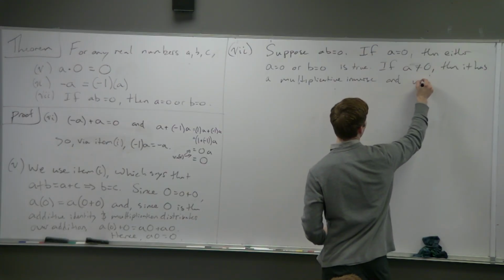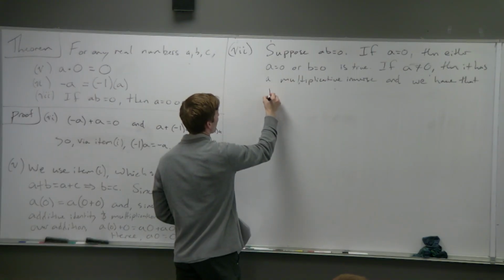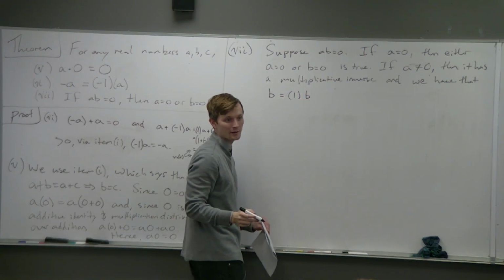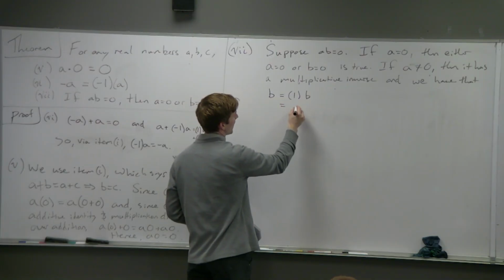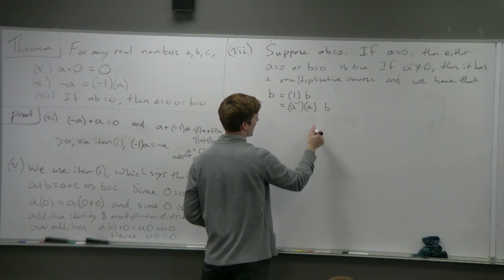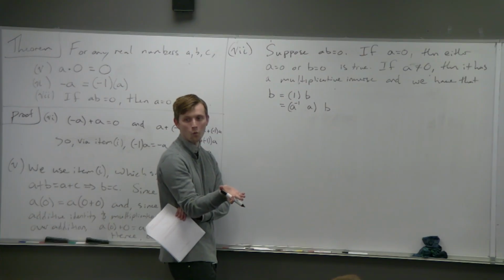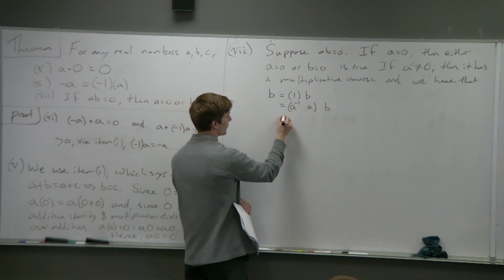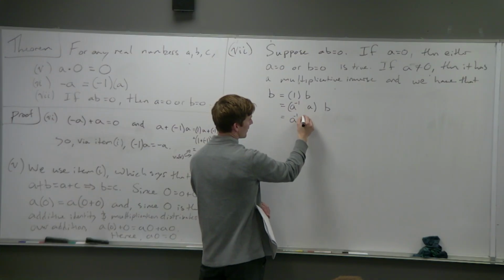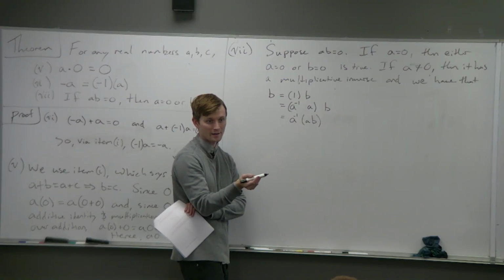So it has a multiplicative inverse, and we have that b, would you agree, is certainly equal to 1 times b? And would you agree that 1 times b is equal to a's multiplicative inverse times a times b? I even write it like that, a inverse a times b. That's 1, yeah? Definitional multiplicative inverse. Okay, then from this is a inverse ab, yeah?